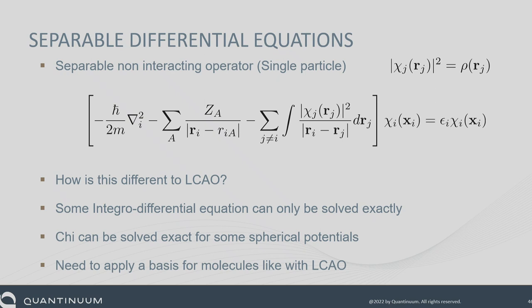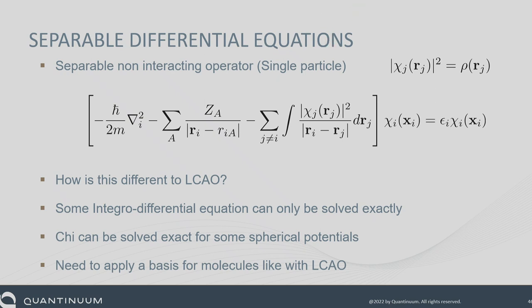Now, I must say, we can't use linear combination of atomic orbitals in this approach because there's no basis here so far, this is all just using differential equations. So this is an integral differential equation. And they are solvable in some cases. So the famous one is the spherically symmetric nuclei. So you can actually solve the Hartree-Fock equations, or the Hartree equations, for a nucleus. So you can, for example, fluorine with lots of inner core electrons, you can still solve that exactly because of the spherical symmetry.